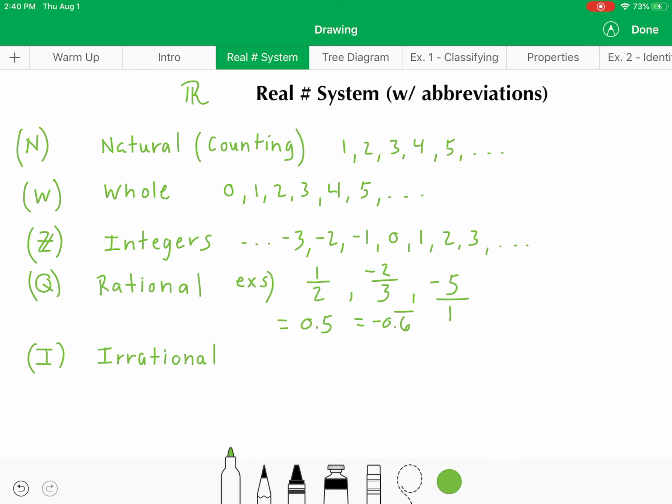The most famous irrational number probably is pi. Its decimal form doesn't terminate, doesn't repeat. Okay. Another common example would be the square root of 2. Really, the square root of any non-perfect square. So square root of 2, square root of 3, square root of 5, 6, so forth. Those are going to be irrational numbers. Their decimal forms would not terminate, would not repeat.